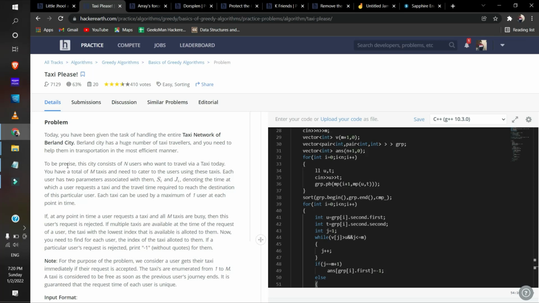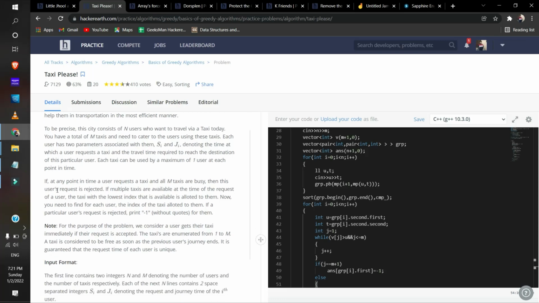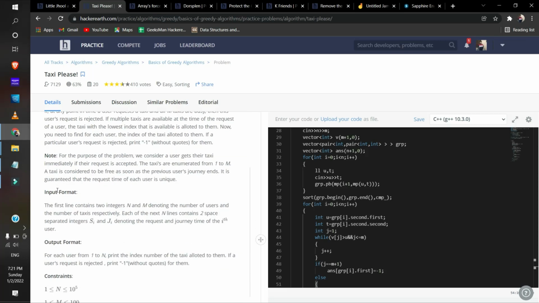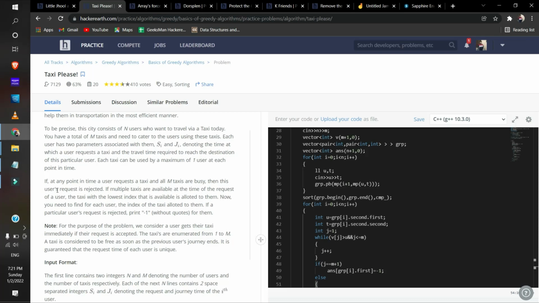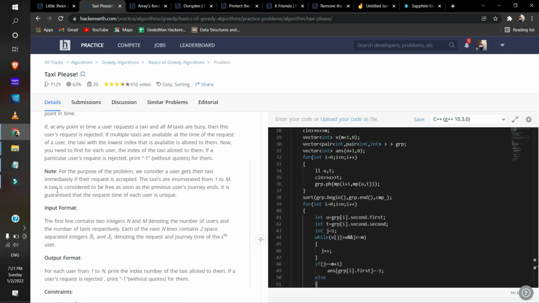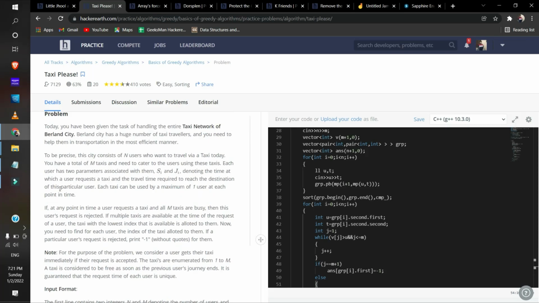So what we have in this question, taxi please. We have a city network of taxis. We have n users and m taxis. For each person there will be a starting time and a journey time. We need to find the taxi for each, the taxi with the least index. And if we can't find a taxi, we have to print -1.